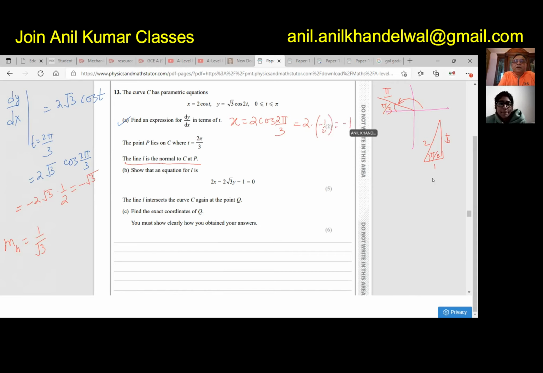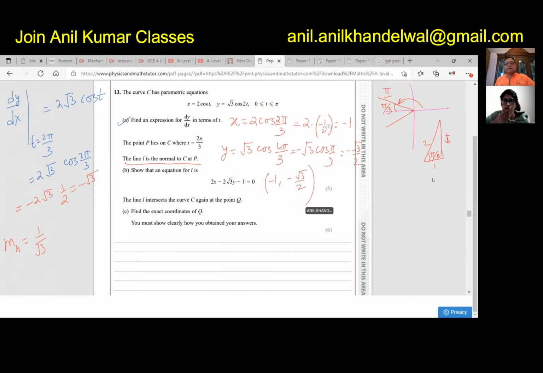X coordinate. Y value is square root 3 cos of 2 times 2 pi by 3 means 4 pi by 3, correct? 4 pi by 3 will bring it in this quadrant. Still remains negative, correct? Which is same as square root 3 cos of pi by 3 with a negative sign. It's still minus half, so minus square root 3 by 2, correct? Therefore, your points are minus 1 and minus square root 3 over 2. Is this correct? That's the point P.